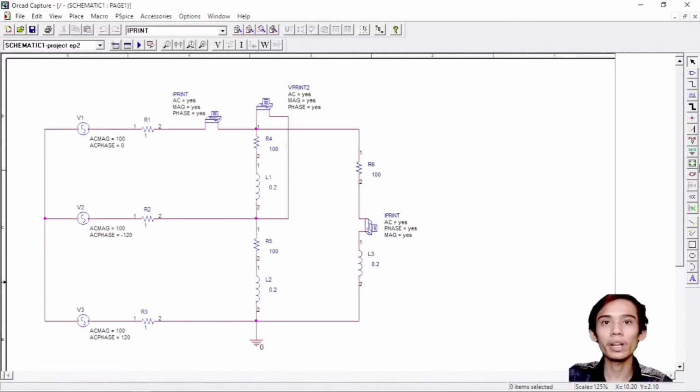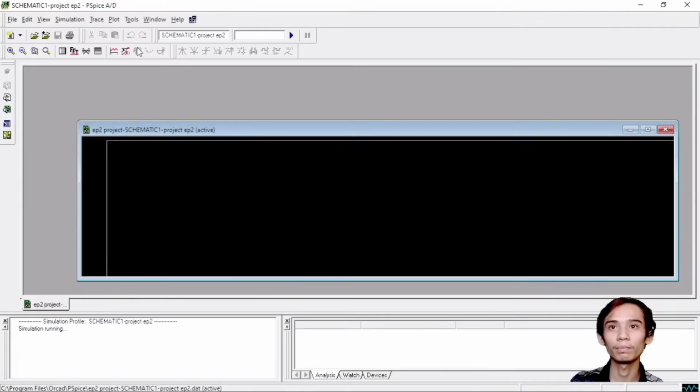Today, I would like to explain the simulation for the circuit. For V1, we use the AC phase 0 degree. For V2, AC phase negative 120 degrees. For V3, AC phase is 120 degrees. The magnitude for these three AC sources is 100. To make the output file, we use IPRINT and VPRINT. IPRINT is to get the output for current, and VPRINT is to get the output for voltage. So, we run the simulation.